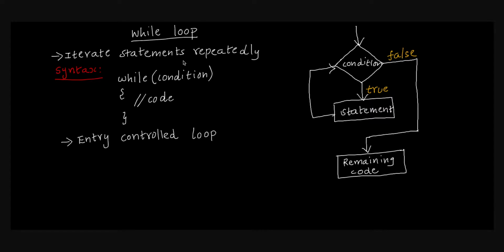Entry control loop means it will check the condition first. Only if the condition is satisfied will it execute the code present inside the curly brackets. So we can relate Amazon Prime with while loop.